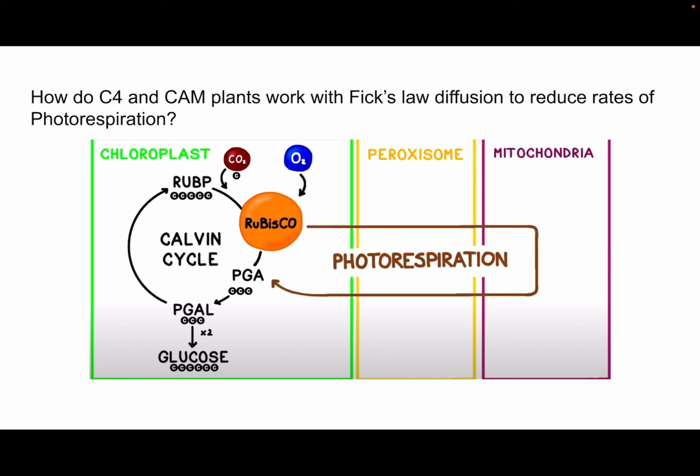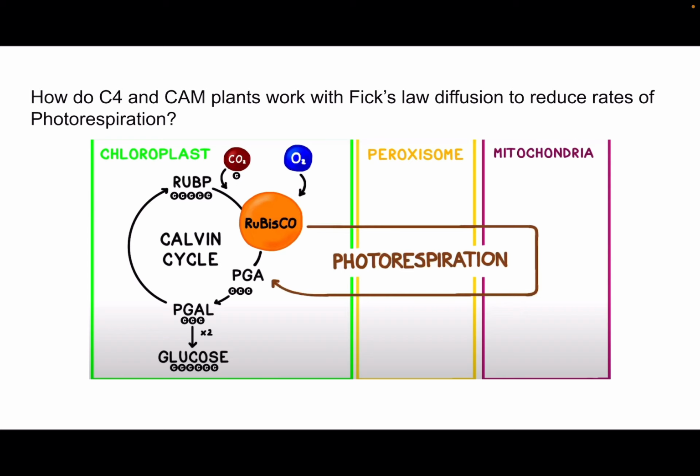Let's relate these differences to the principle of diffusion with Fick's law. Fick's law states that the rate of diffusion is directly related to the concentration gradient and the surface area available for exchange. In C4 plants, the Kranz anatomy boosts the CO2 concentration within the bundle sheath cells, creating a strong gradient that drives rapid CO2 diffusion right where it is needed, minimizing unwanted oxygen interactions.